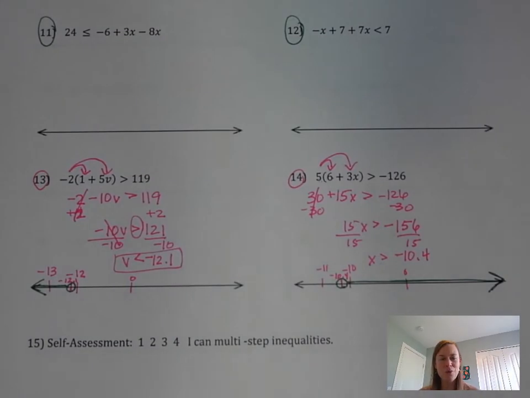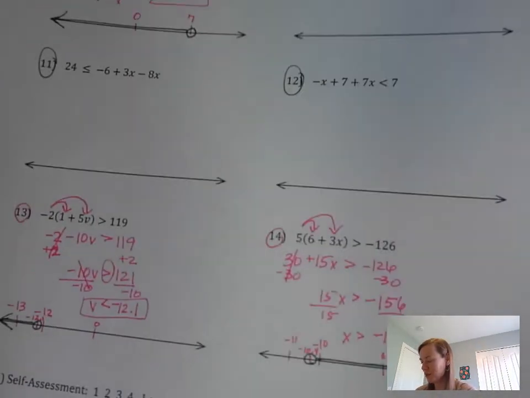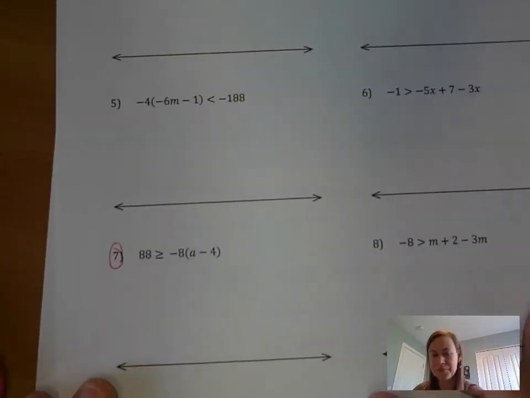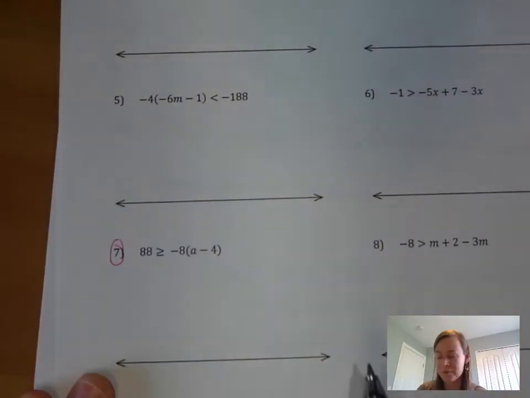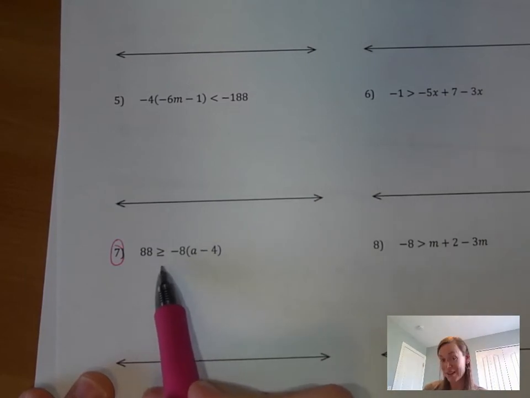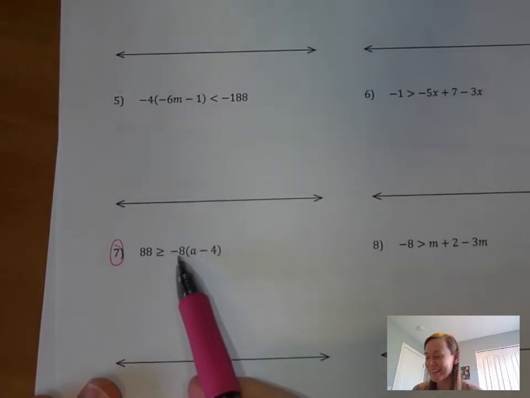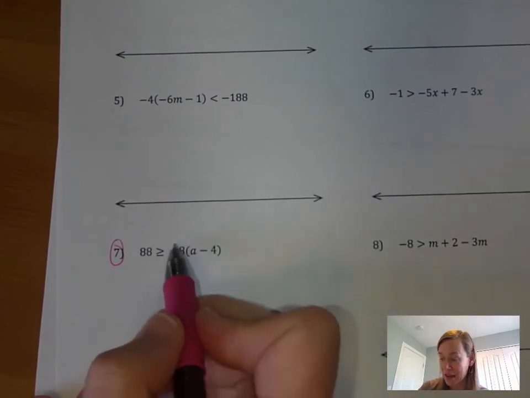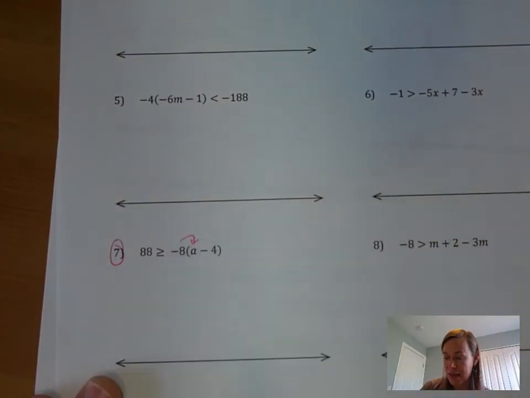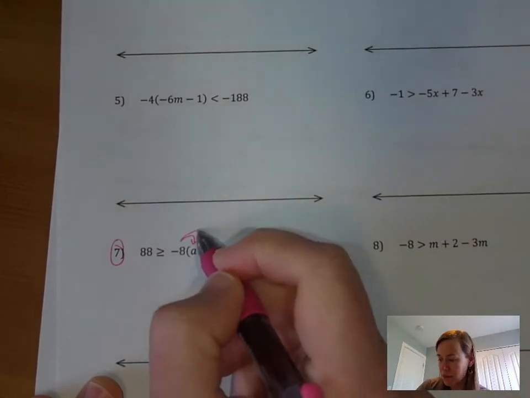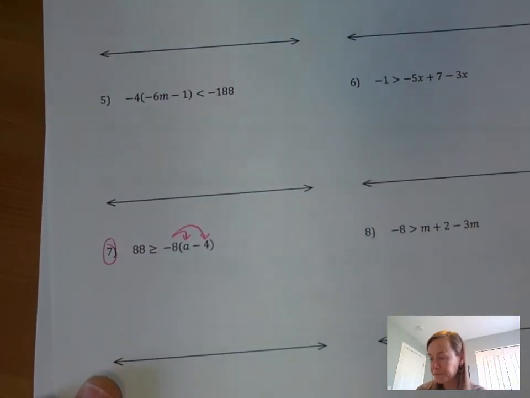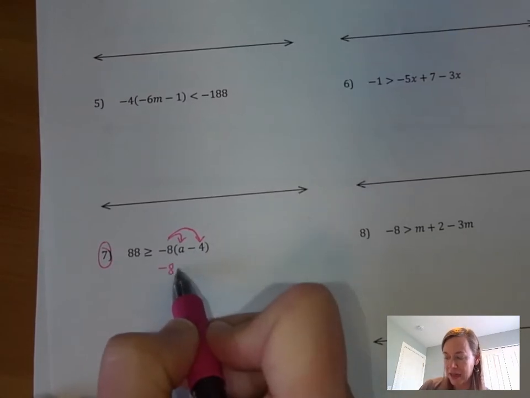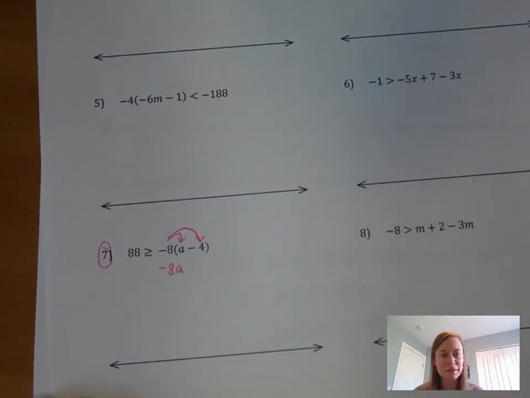Okay, we have one more distribution problem that I want to show you, and that was number 7 from the first page. So let's take a look at that. Okay, you have 88 is greater than or equal to, finally, negative 8 times a minus 4. So this negative 8 is going to distribute to the a, and it's going to distribute to the minus 4. Okay, so negative 8 times a is negative 8a. That's all you can do there.